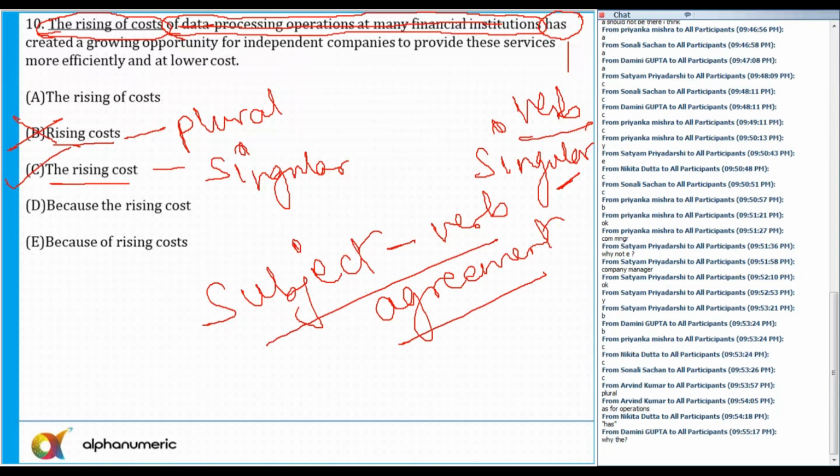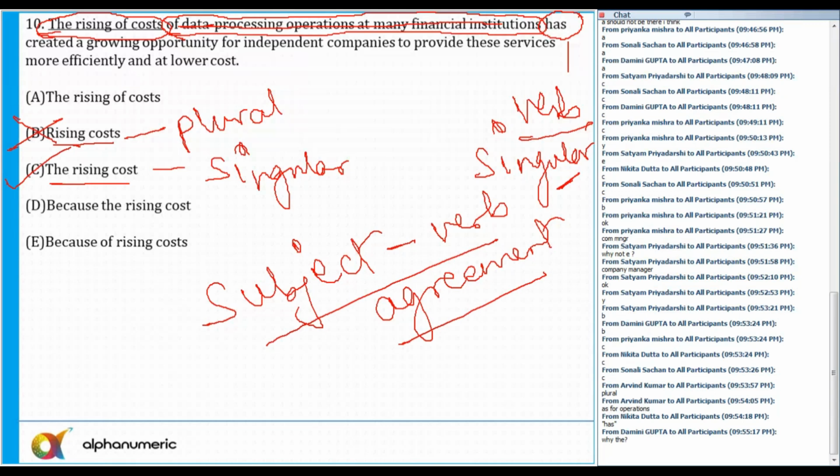The rising cost has created. Everything that comes after the rising cost, after the word cost and before the word has, all of that is extra information. All of that is modifier, which we can ignore to find out whether our subject and verb agree or not.